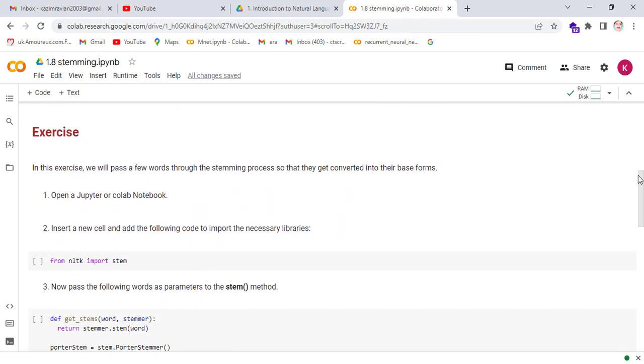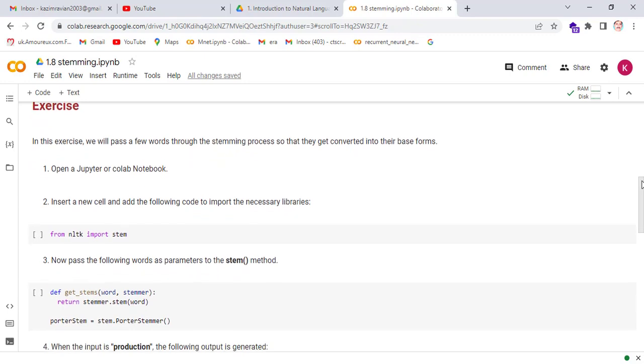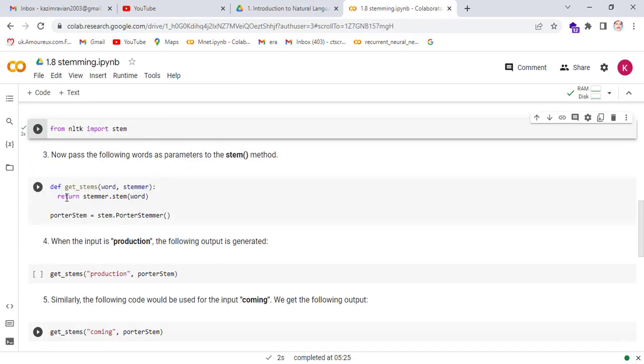Now we'll do an exercise to understand the whole concept of stemming. In this exercise, we will pass a few words through the stemming process so that they get converted into their base forms. Step 1: open a Jupyter or Colab notebook. In step 2, import the necessary library from NLTK. Import the stem package. Now pass the following words as parameters to the stem method.